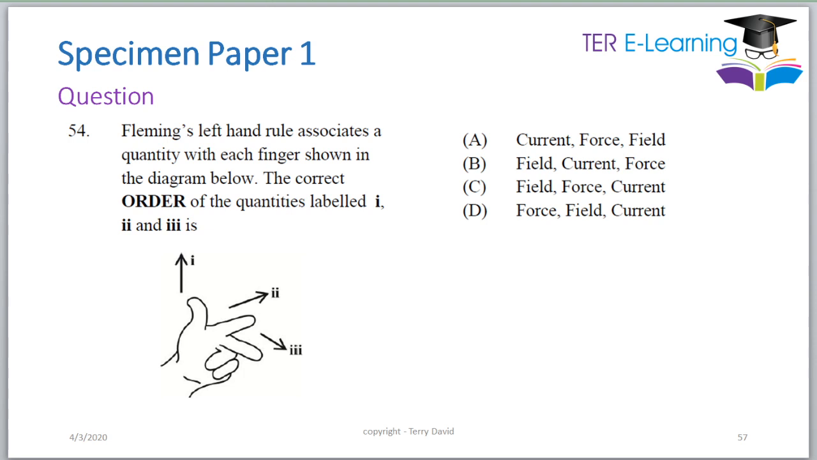Let's look at this one here now. So we have Fleming's left-hand rule. We use Fleming's left-hand rule when we want to determine force, right? So this is applied to the motor effect. Some students confuse the two rules. You have the left-hand rule and the right-hand rule. The left-hand rule is used to determine the direction of the force, whereas the right-hand rule is used to determine the direction of the current, right?